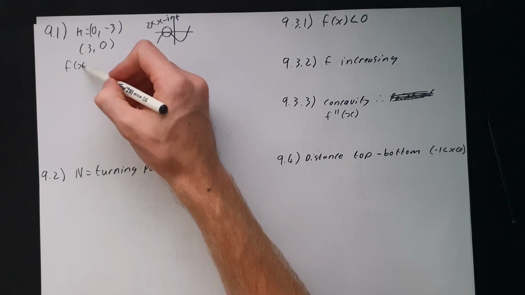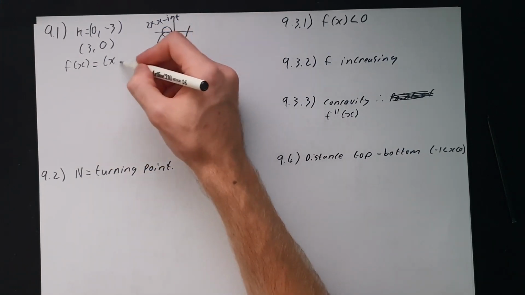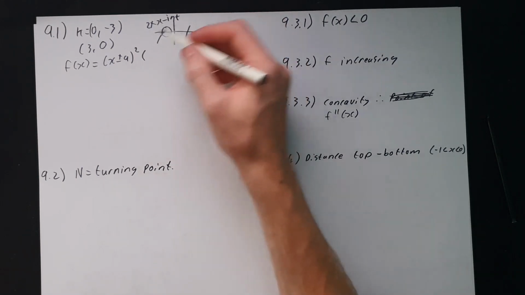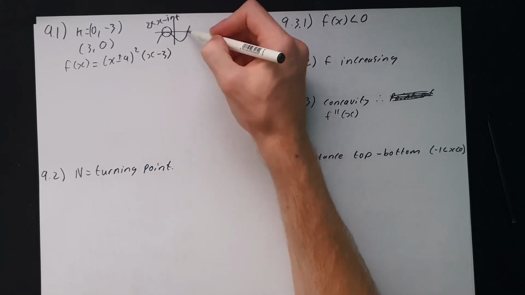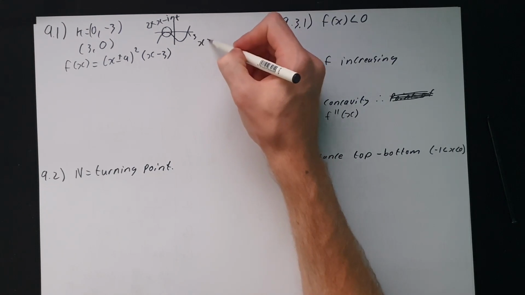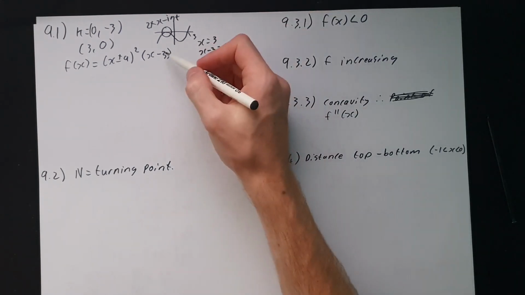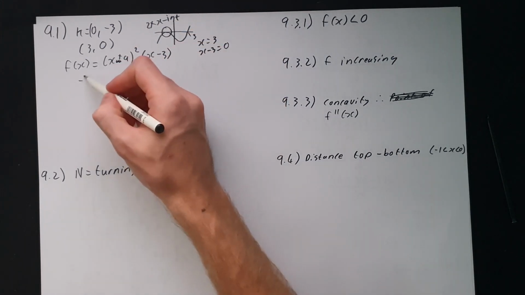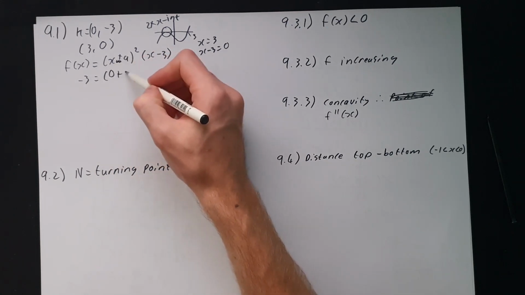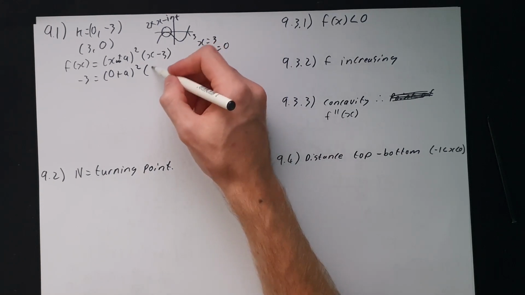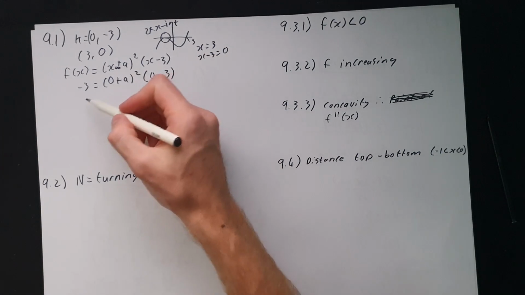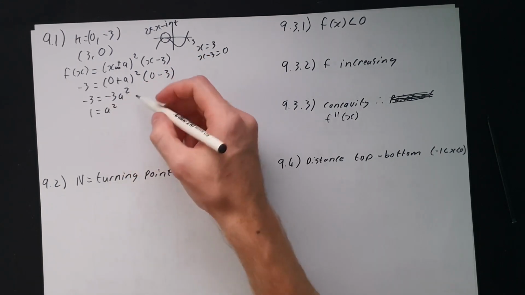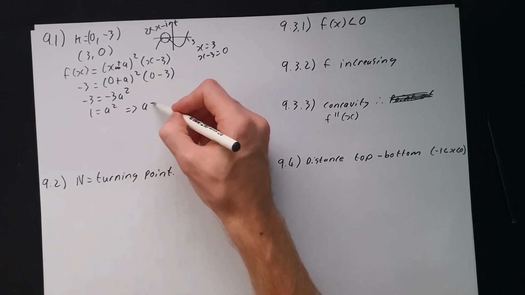So f of x is going to equal x plus or minus, we can call that variable anything, I'm going to call it a, squared, and then multiplied by x minus 3. Why? Because this intercept here is 3, so x equals 3, so x minus 3 equals 0. Now we have this coordinate (0, -3), so we can solve for a. I'm going to make this plus a. So we have negative 3 equals 0 plus a squared, and then 0 minus 3. From there we end up with minus 3 equals negative 3a squared, so 1 equals a squared. This implies that a equals plus or minus 1.